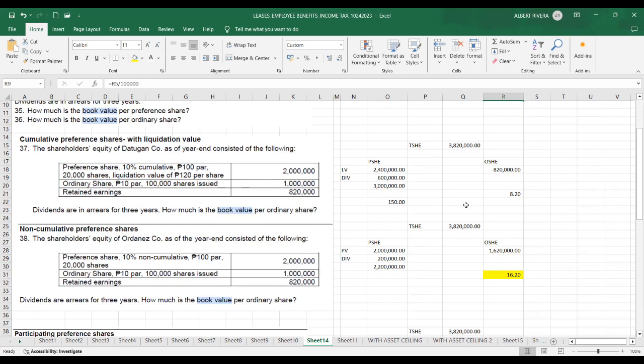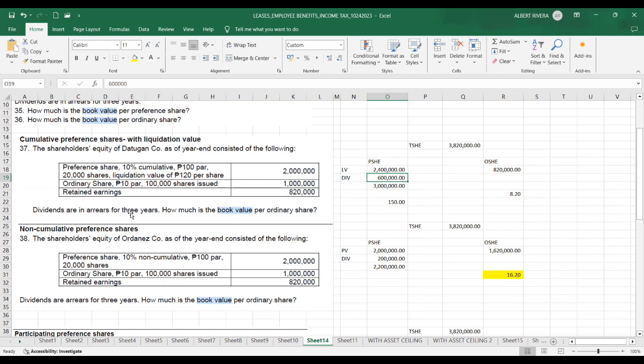Next, sa item 37, tinatanong yung book value per ordinary share. Okay. This time, meron ng liquidation value. So coming from 3.82 here, bibigay mo dito yung liquidation value. The number of shares here is 20,000 shares times 120. That is the liquidation value. Will we provide dividends? Yes. Cumulative eh. So that would be 3 years. Kasi dividends in arrears, 3 years.